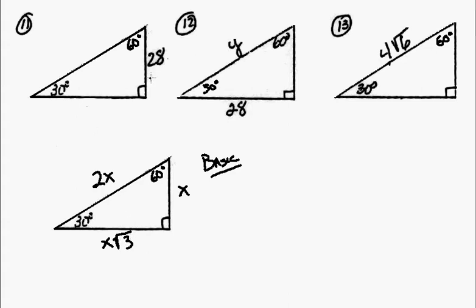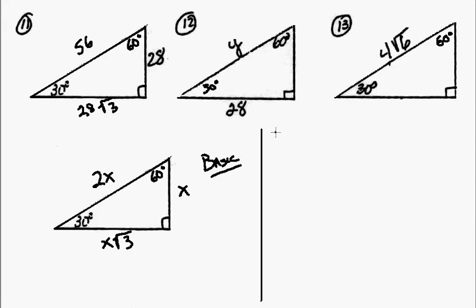So looking at this here, we look at the relationship and we see that x is 28. So if I double that, this is going to be 56, and this would become 28 square root of 3. Now, that's 11, going to 12, so we see that 28 is the long leg. So let's go to number 12 now.